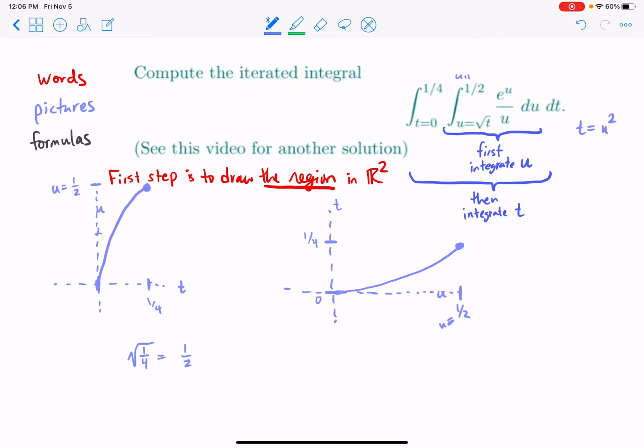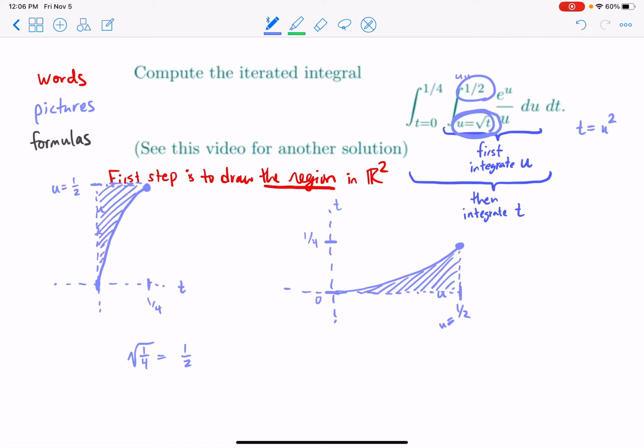Okay, and then if t goes from 0 to 1/4 and u goes from the curve to 1/2, then I guess we're sort of in this region. The curve up to 1/2 is this region.